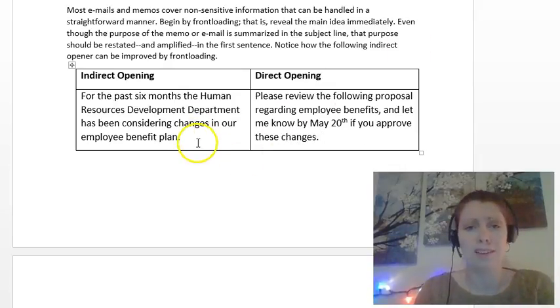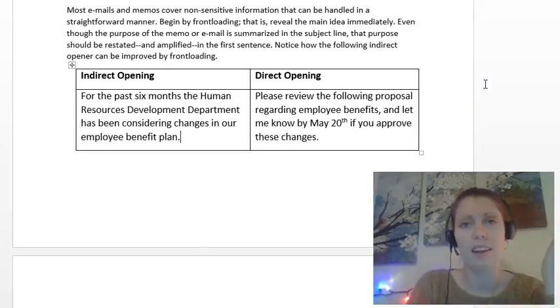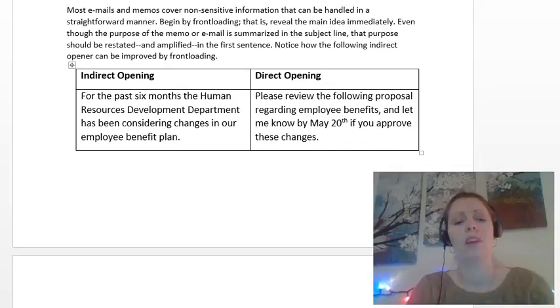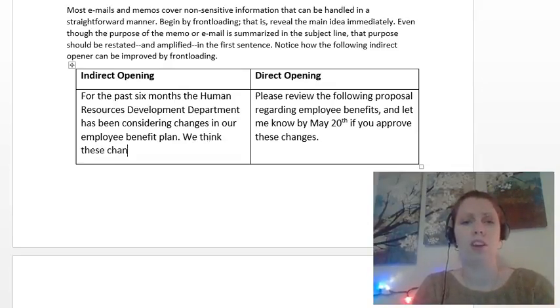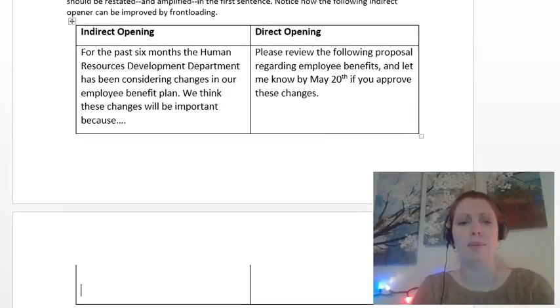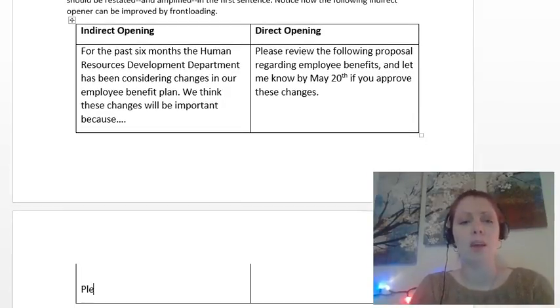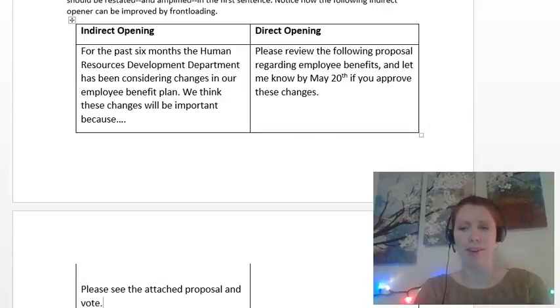Now, what the indirect opening is probably missing is the fact that this indirect opening is telling us, so for the past 6 months, the Human Resources Development Department has been considering changes in our employee benefit plan. We think these changes will be important because, and then they leave all these lists, and then blah, blah, blah, they do all this writing, and then they say, please see the attached proposal and vote, or whatever, right?